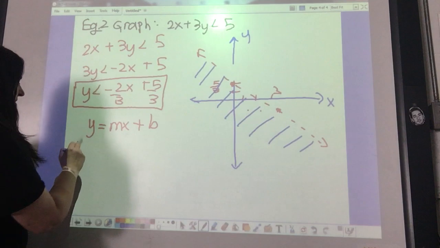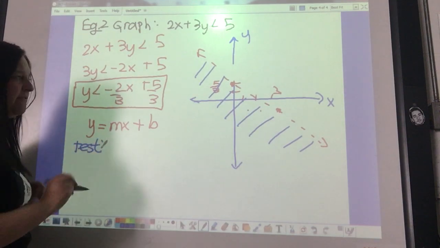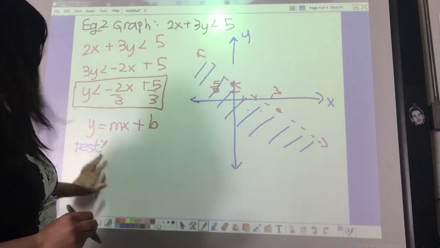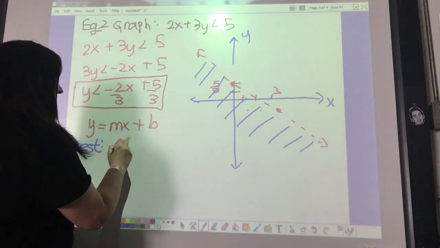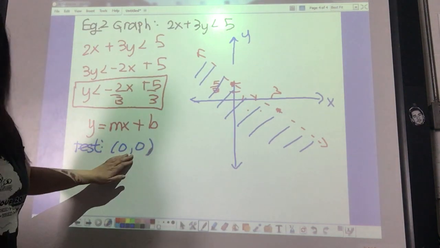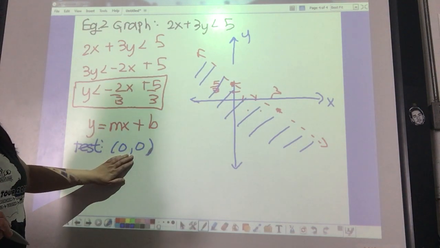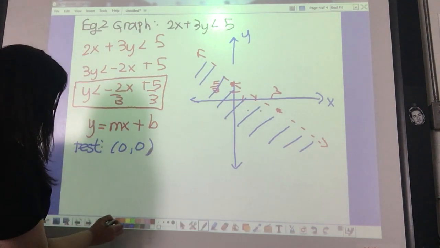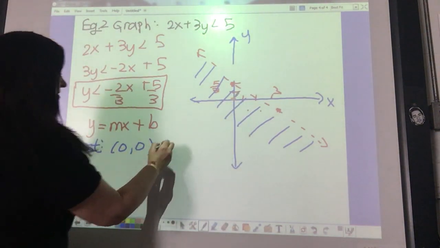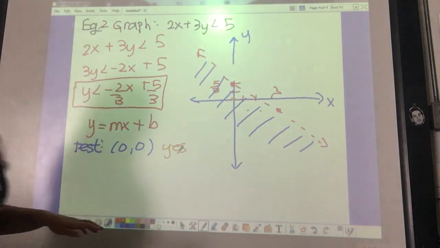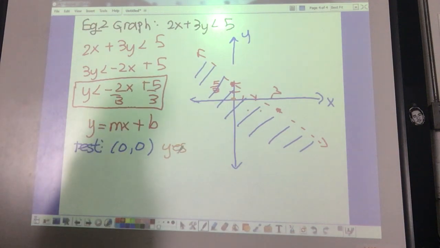So let's just do a test. For verifying, we don't have to use a t-chart anymore. We can just look at the graph. Well, actually, let's try it both ways. The test point 0, 0. Does the test point 0, 0 satisfy this equation? Well, let's look. Where's 0, 0? Right here. It's in the shaded region. So yes, 0, 0 would be a solution to our inequality. I can see that right off of the graph.